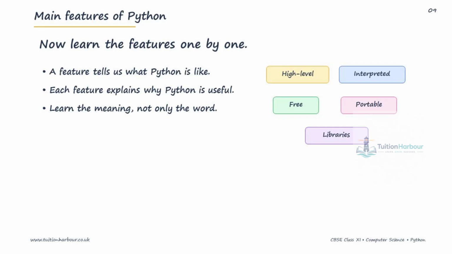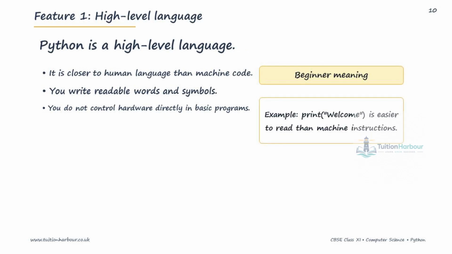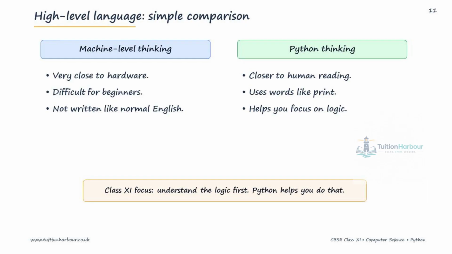Now we will study the main features of Python. Understanding the meaning of each feature is more important than simply memorizing the names. Python is a high-level language. This means it is closer to human language and easier to understand than machine-level instructions. Machine-level programming is close to hardware and difficult for beginners. Python uses readable words and helps us focus on the logic of the problem.